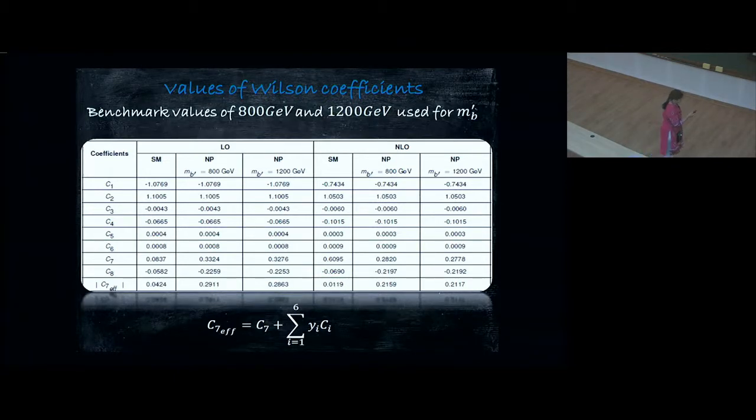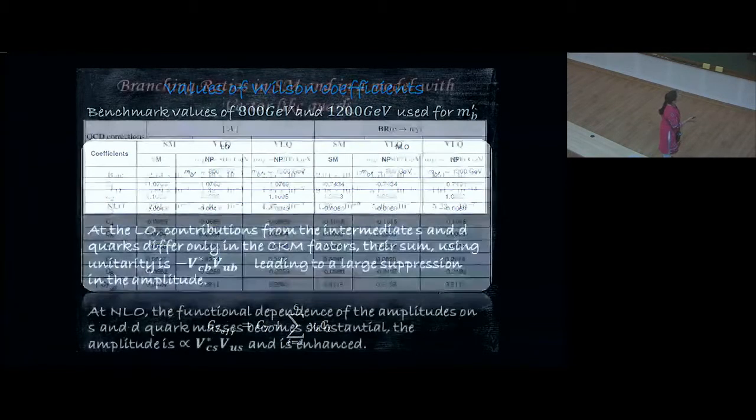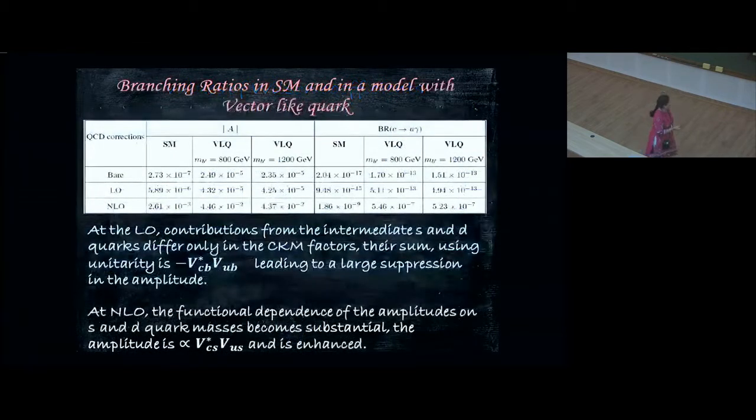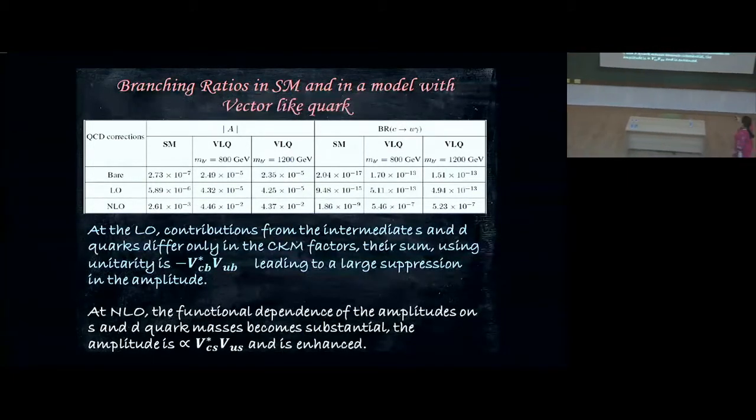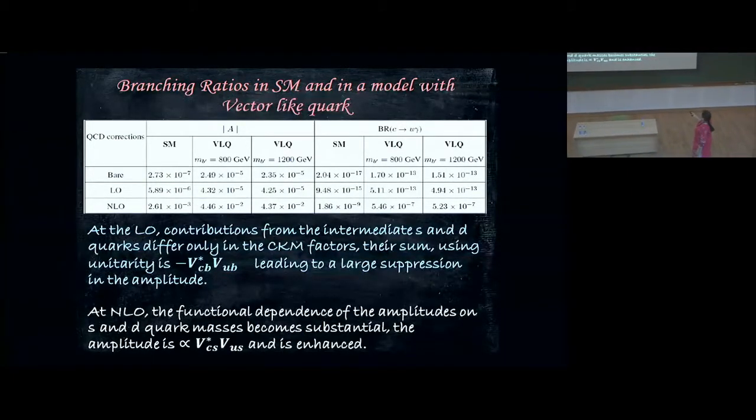Let me go on to show you the branching ratios. If you see here, in the standard model, when I look at the bare calculation, the branching ratio is really very, very tiny, of the order of 10 to the power minus 17. At leading order, there's only an increase by 2 orders, and at the next order you have a much bigger enhancement.